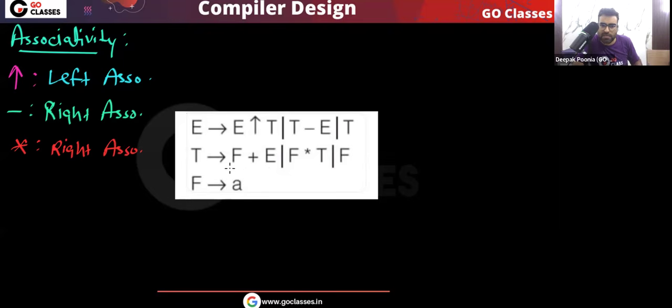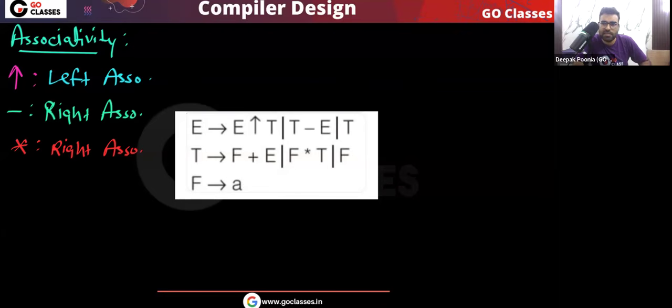Okay, what about this plus? Look at this plus. Here t is going to f plus e. Here we did not enforce any associativity for this plus. You can see e will go to t, then t will go to f plus e. If you notice one thing, these two plus operators would have to come side by side.